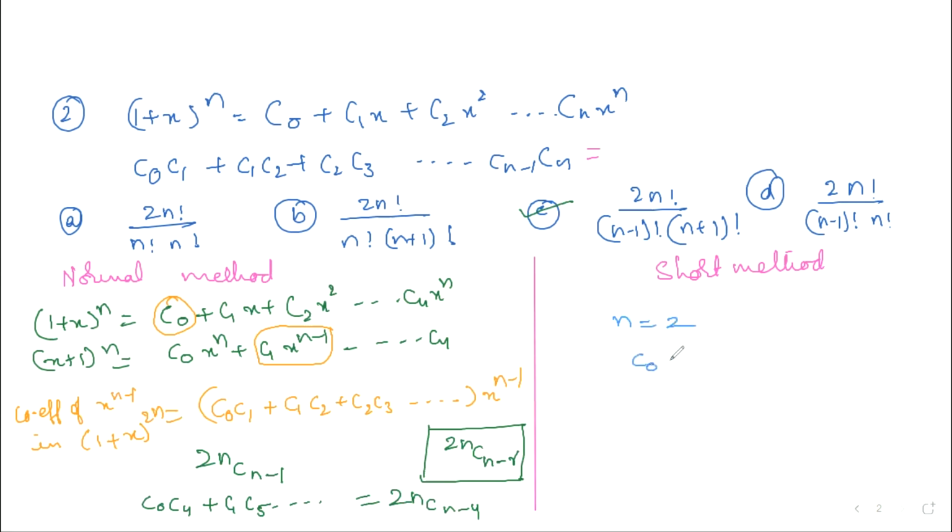So n as 2 gives us only the product of binomial coefficients and the sum of only two terms, C0 C1 plus C1 C2. So it is basically 2C0 times 2C1 plus 2C1 times 2C2. Let us evaluate this: 2 plus 2, which is 4. Now plug in n as 2 in the options. When I plug in n as 2 in the options, I would be getting the C option, which is satisfied.